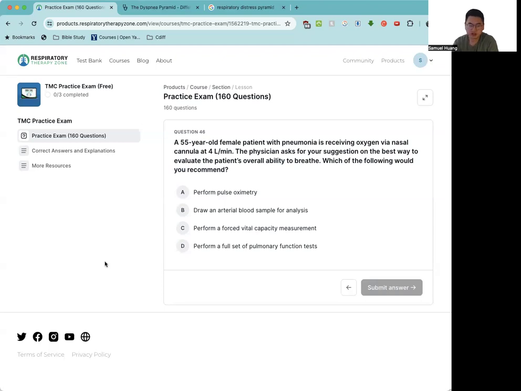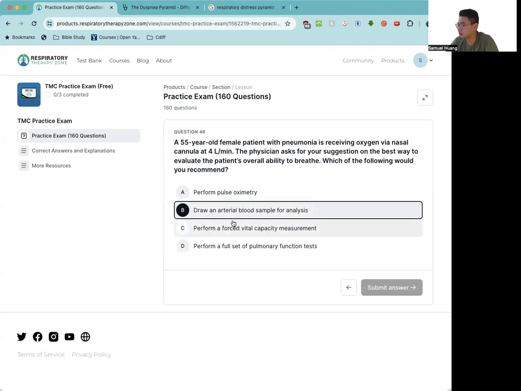Ability to breathe. Well, if you want to know how their brain is going to drive them to breathe, then you need to know the CO2 and the pH. So CO2 I think drives the breathing more than the oxygen. All these are oxygen based. This will just tell you how they're breathing now, not the compensation that they're directed towards.